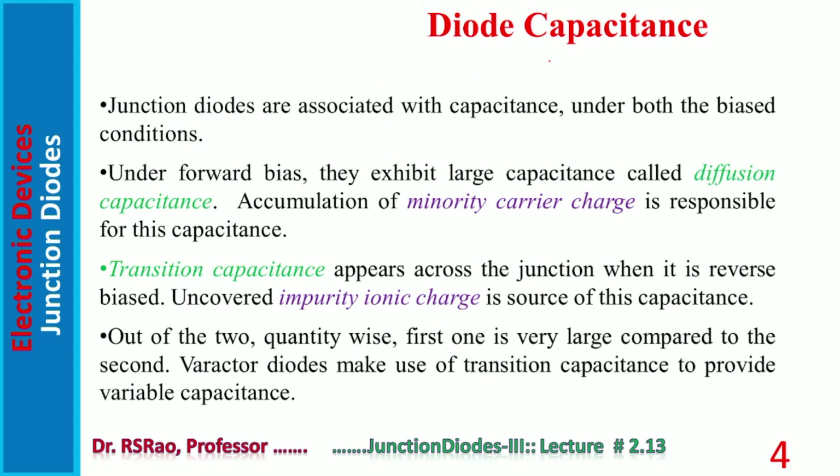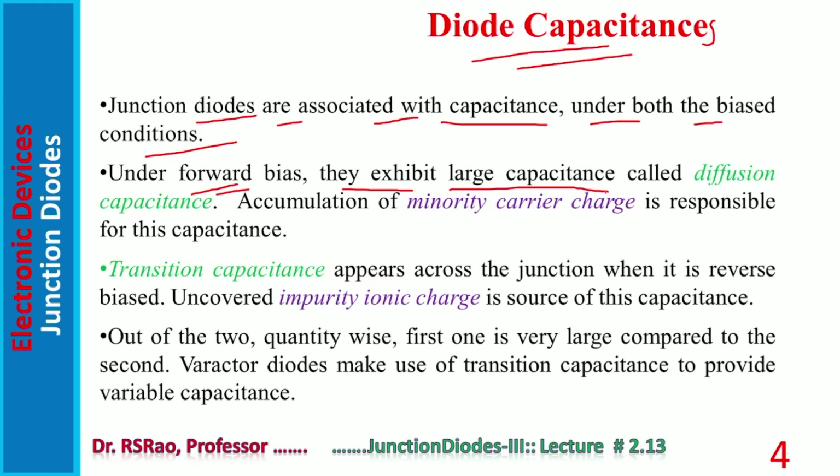After discussing the resistances of the diode, now we spend some time discussing diode capacitances. Junction diodes are associated with capacitance under both biased conditions. Forward biased condition, reverse biased condition, in both situations, capacitance exists. Under forward bias, they exhibit large capacitance called diffusion capacitance. Accumulation of minority carrier charge is responsible for this capacitance.